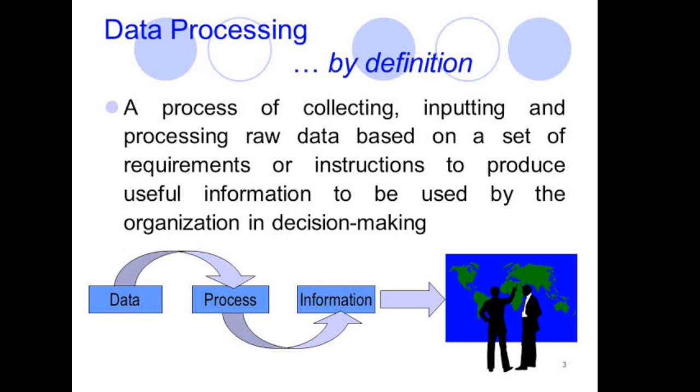If we look at the diagram, then we can say that the first thing is data, the second is processing, and the third step is information. Data is taken as an input and information is taken as an output. So the basic definition of data processing: the process of converting data into useful information is called data processing.